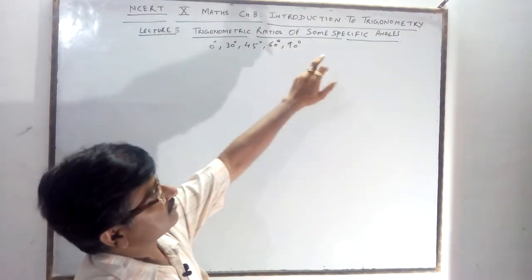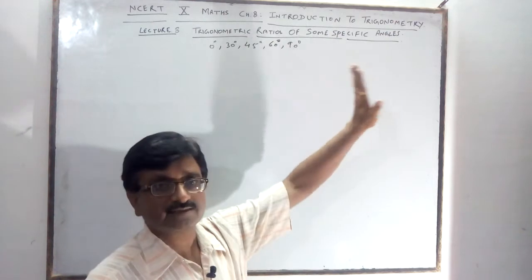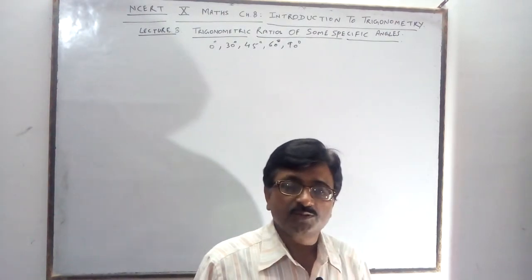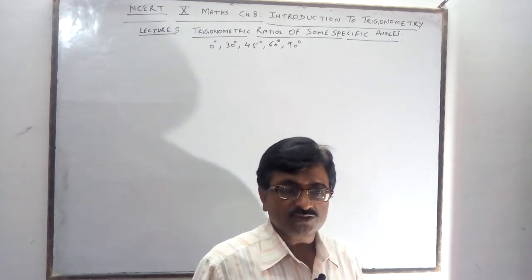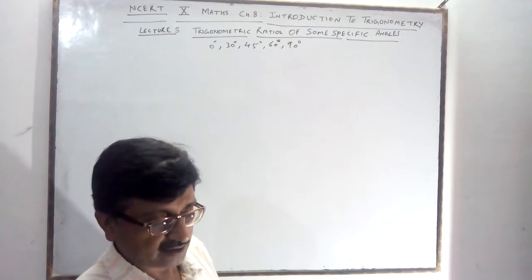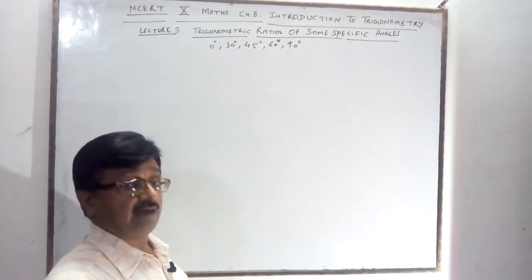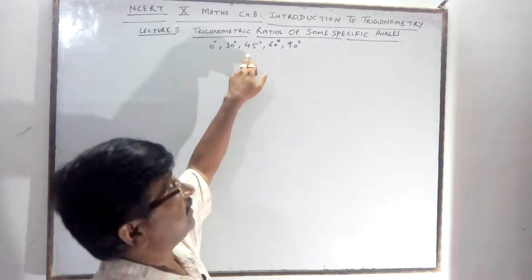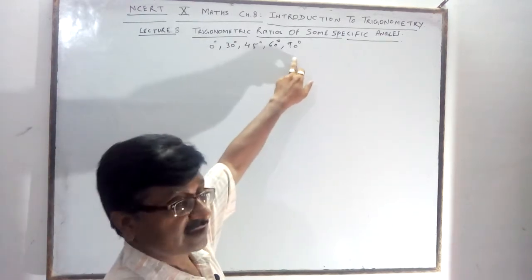Trigonometric ratios of some specific angles you will study today. In the previous lecture, I told you about the trigonometric ratios with their sides. Now, for some specific angles you will get some special values. These are 0 degree, 30 degree, 45 degree, 60 degree and 90 degree.